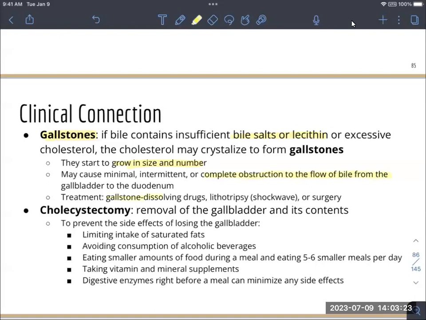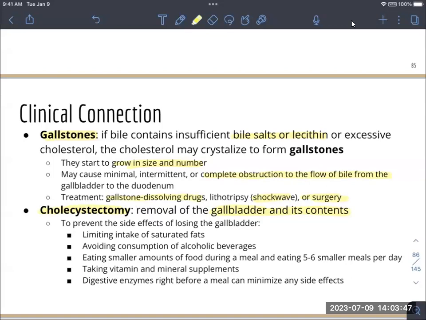So they do have gallstone dissolving drugs. It depends on what the gallstones are made of. If they're made of cholesterol, they can use these gallstone dissolving drugs. They can do some shockwave, or they may surgically have to remove the gallbladder, which is cholecystectomy. That is the actual removal of the gallbladder and any of its contents.